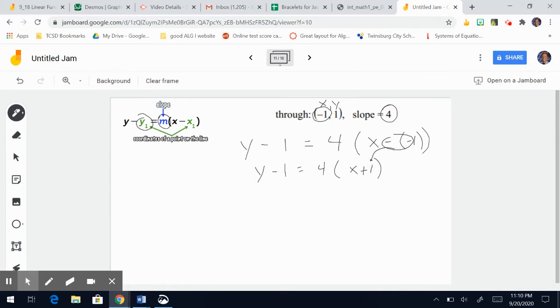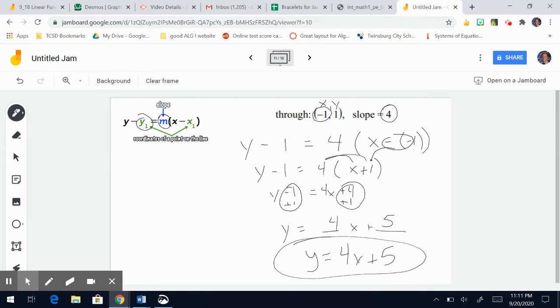And now what do we do? If you recall, don't call me after midnight, right? We're going to distribute first. So we're going to get 4 times x is 4x. 4 times 1 is positive 4. We didn't do anything to the left side, so we're just going to keep that as is. Now we're going to combine like terms, and we want y equals mx plus b. So what we're going to do is add 1 here, because we're going to isolate the y value, and we get 0 here, so that is good because now we're left with y equals 4x. Combine like terms, right? 4 plus 1 gives us our 5. So here is our point slope, giving us our answer in slope-intercept form. Any questions?